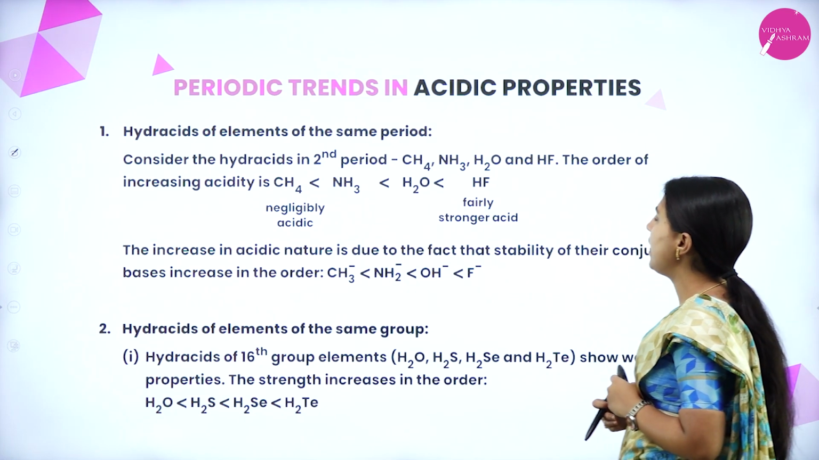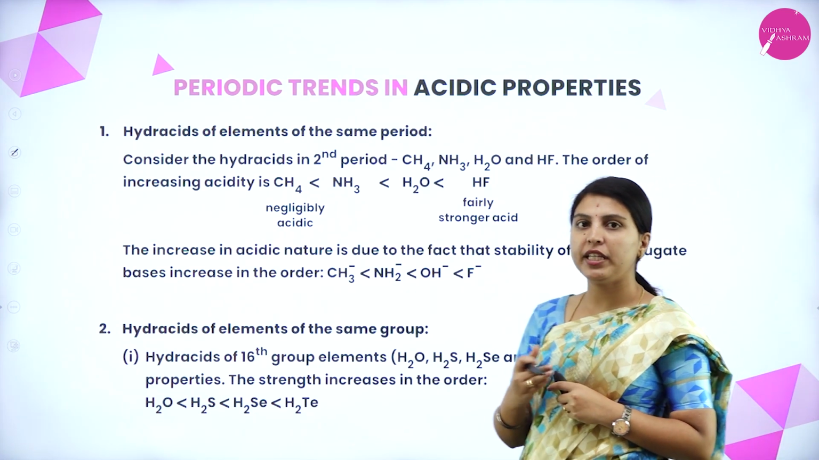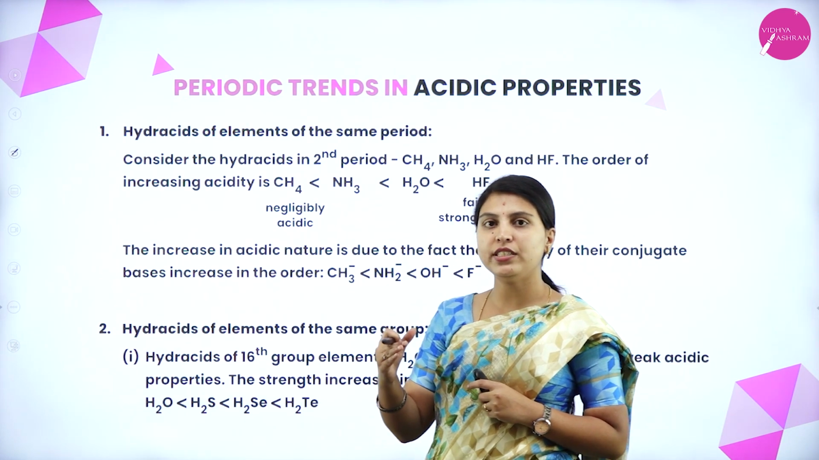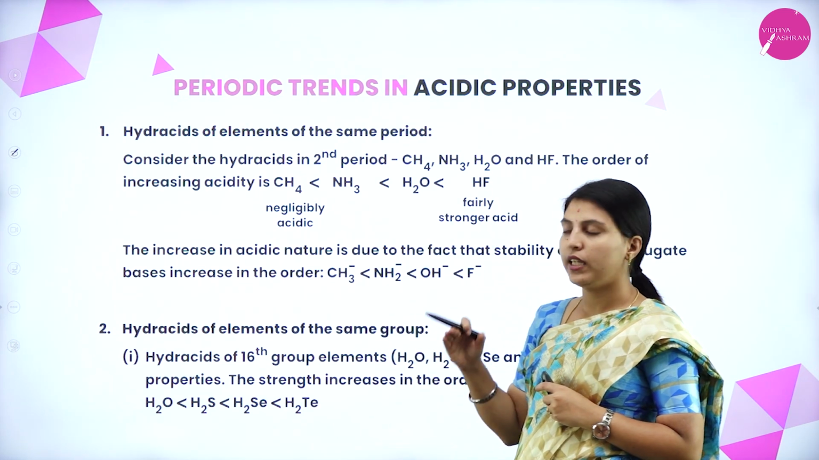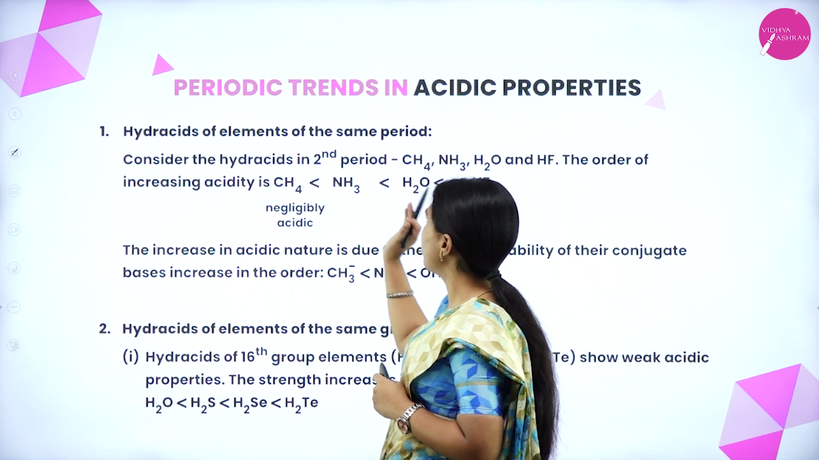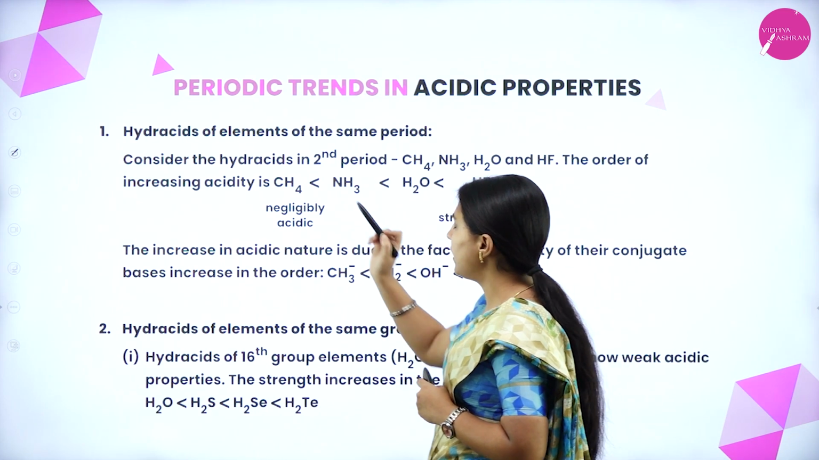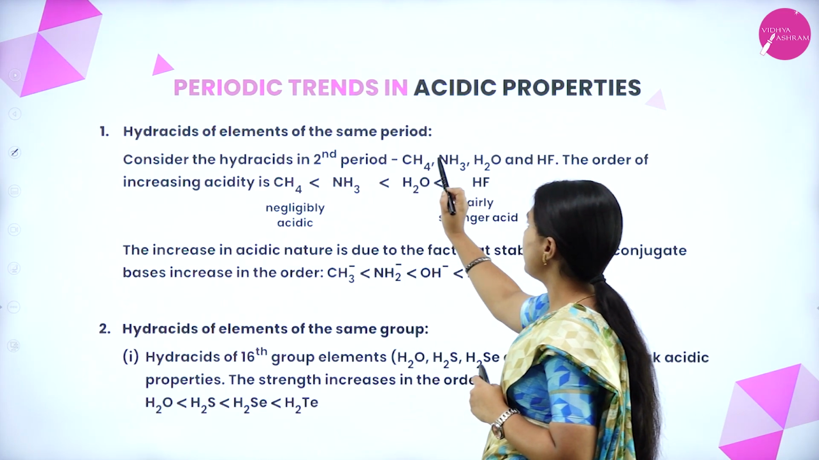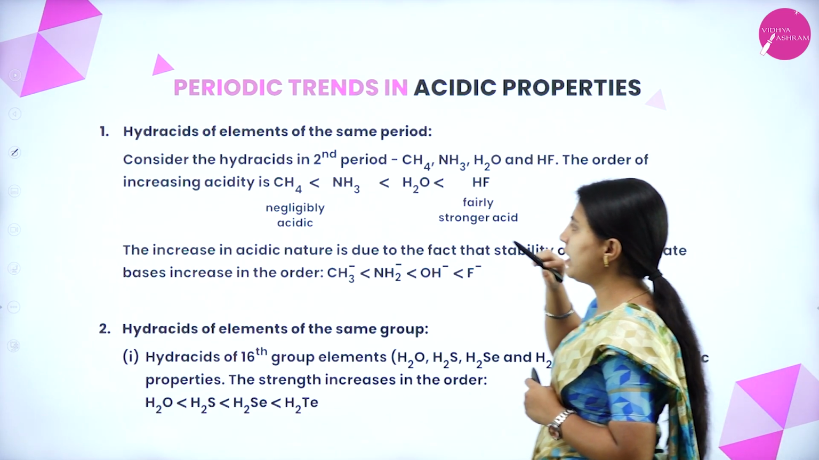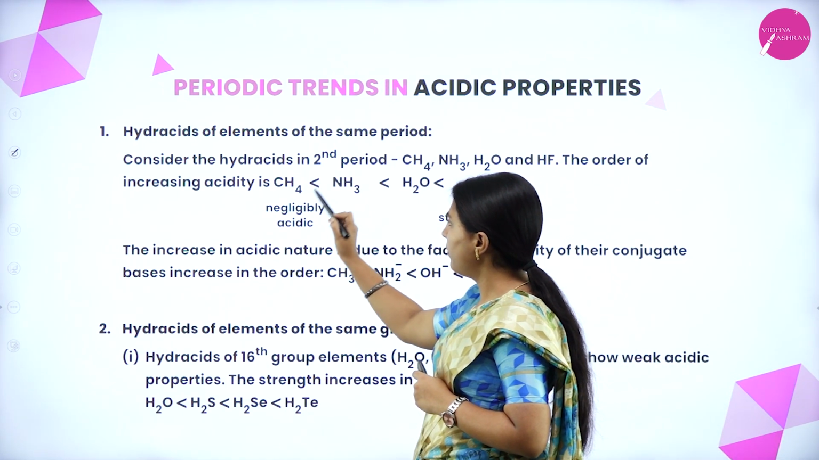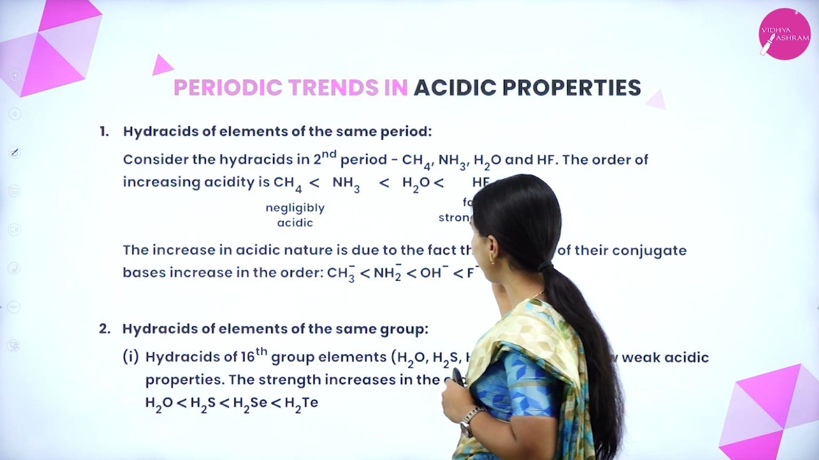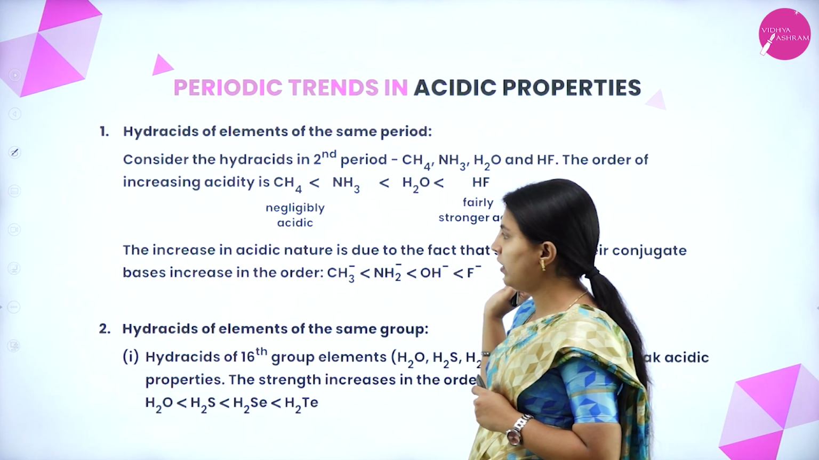Next, periodic trends in acidic properties. You have seen many periodic trends in the classification of the periodic table. Now, there are trends which also involve acidity or basicity. Hydra acids of elements of the same period. Consider the hydra acids in the second period: CH4, that is methane, ammonia, water and HF. The order of increasing acidity is from methane to HF. Here, methane is negligibly acidic, and here fairly strong acids are there.